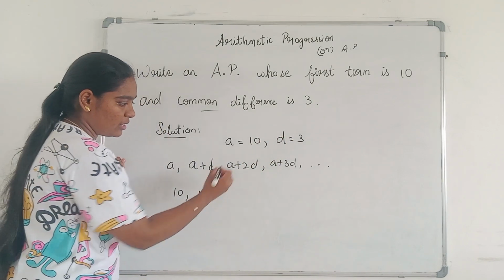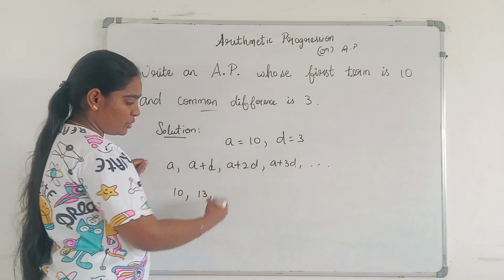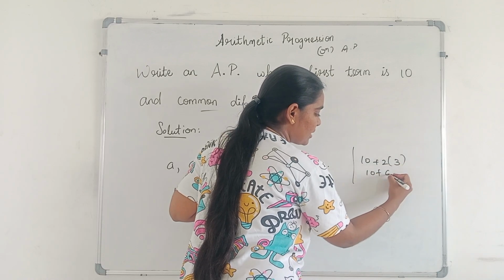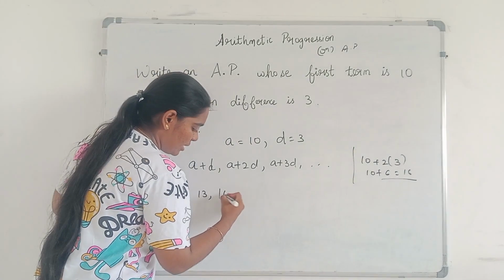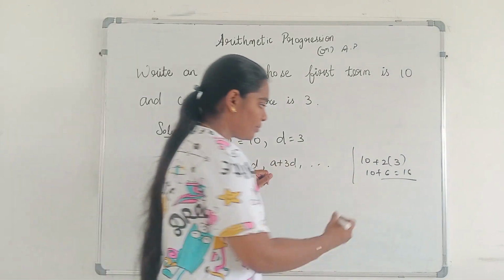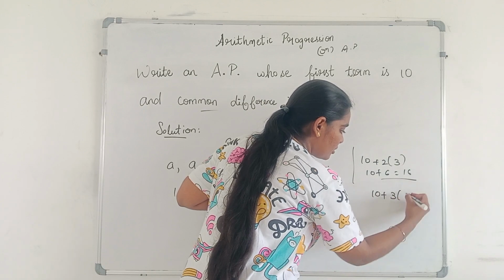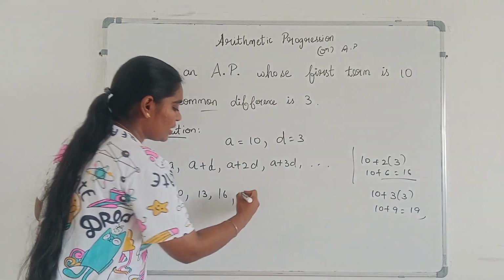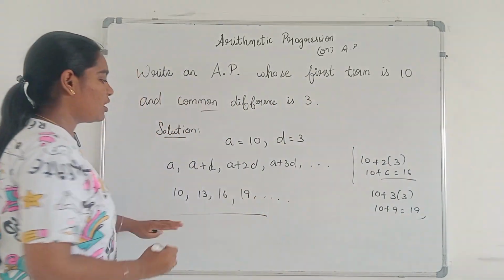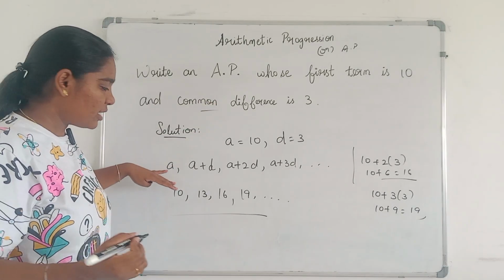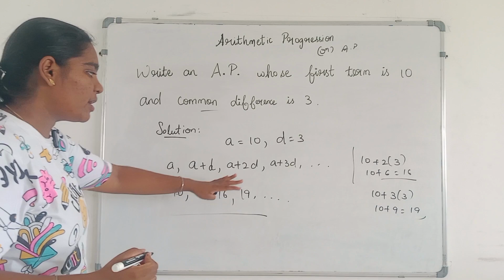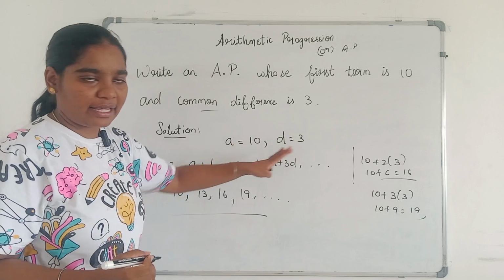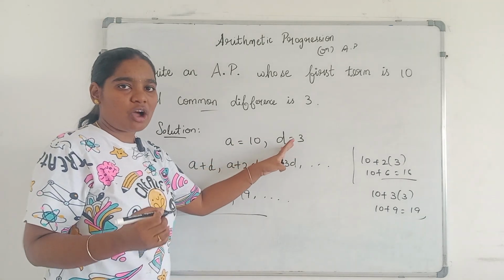10 plus 3 is 13. Next, a plus 2d: 10 plus 2 into 3, 10 plus 6, so here 16. In a similar way, a plus 3d: a is 10 plus 3 into 3, 10 plus 9, 19. This is what our AP is. We know that an AP is of the form a, a plus d, a plus 2d, a plus 3d, so we are substituting the values of a and d. a denotes the first term and d denotes the common difference.